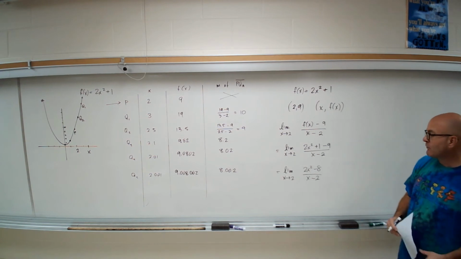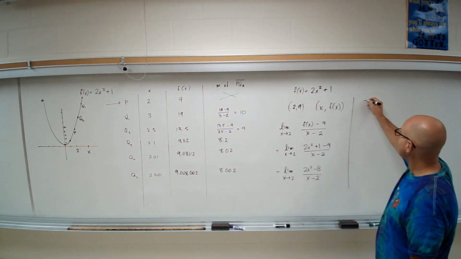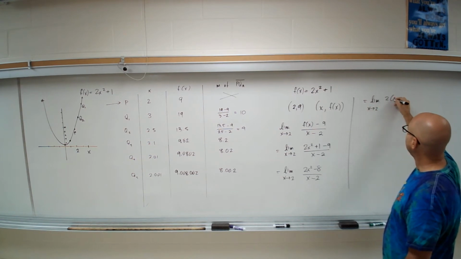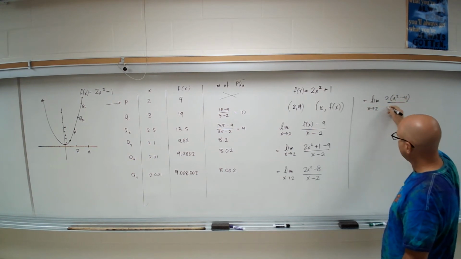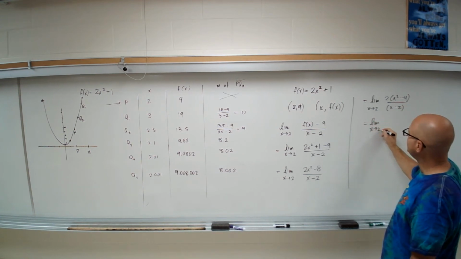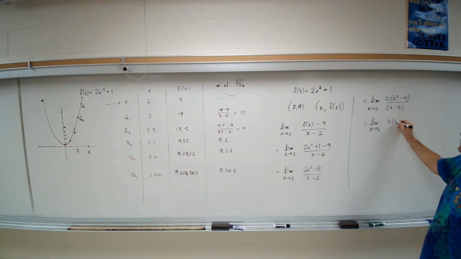So what we're going to do next is, I think it would be a good idea to factor this numerator, take out a 2, and then we can take the limit as x approaches 2 of 2 times (x plus 2)(x minus 2) over x minus 2.